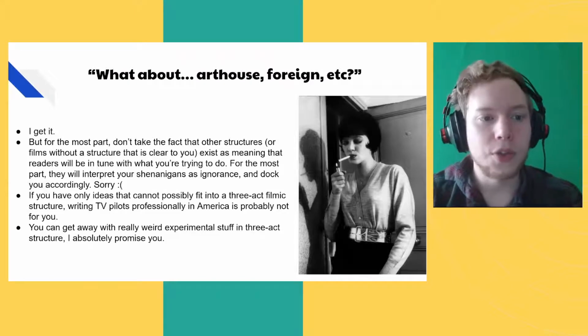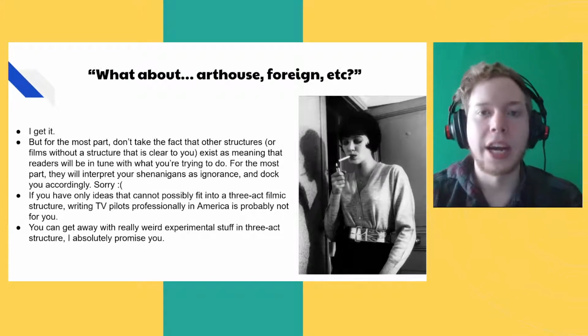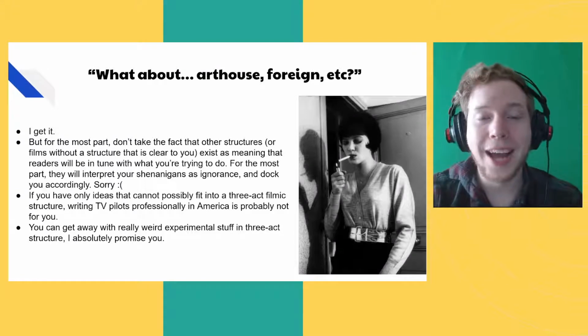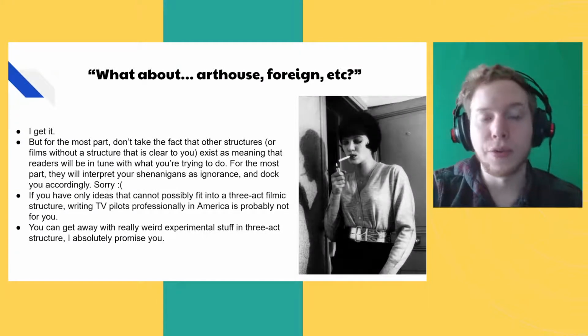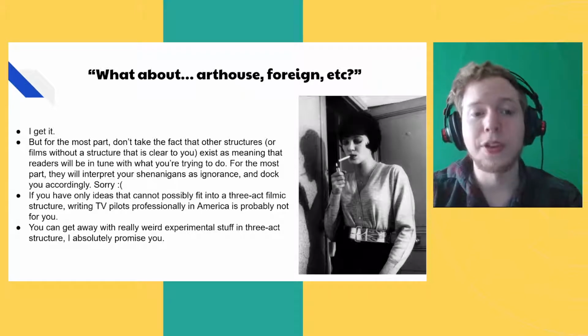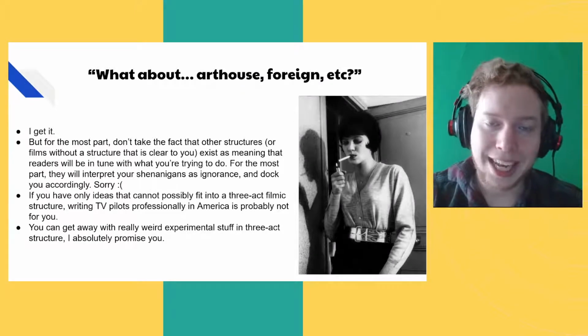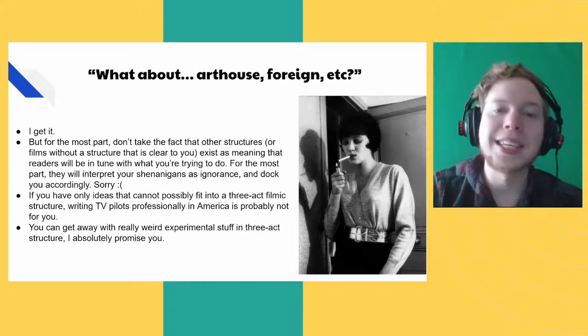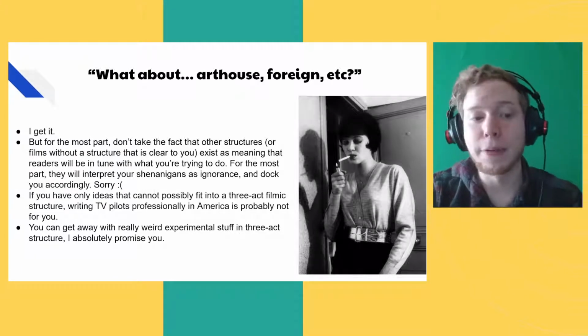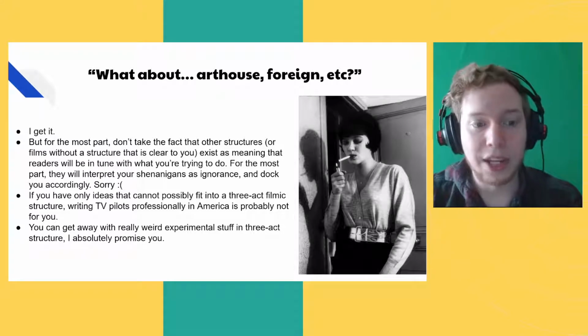There are other kinds of structures in the world. I get it, foreign art house and things like that. But for the most part, the fact that other structures exist, or movies without structure that is clear to you, doesn't mean that readers will be in tune with what you're trying to do, and for the most part, they will interpret your shenanigans as ignorance and dock you points accordingly. Sorry. If you have ideas that cannot possibly fit into 3-act filmic structure, writing TV in America is probably not for you.